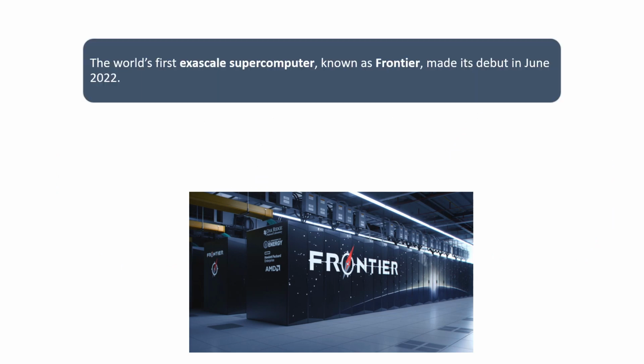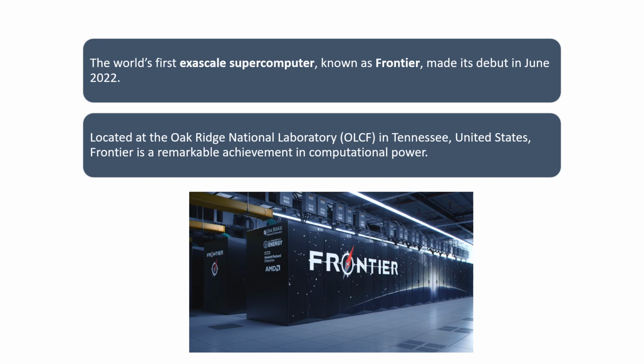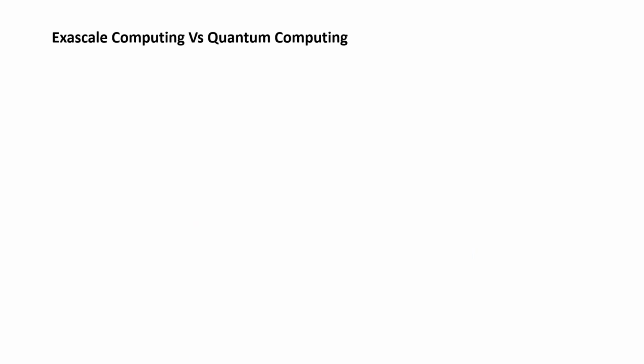Now the most interesting thing: the world's first exascale supercomputer, known as Frontier, made its debut in June 2022, and it is located at the Oak Ridge National Laboratory in Tennessee, United States. Frontier is a remarkable achievement in the computational field.